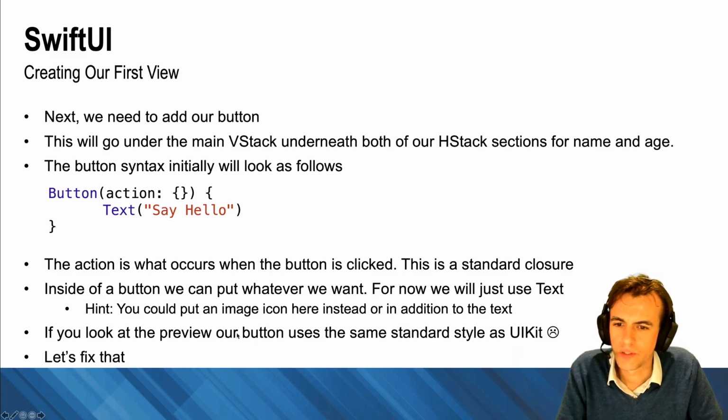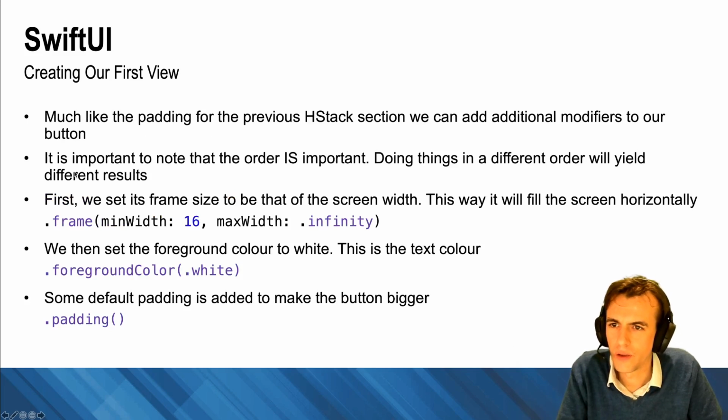Now, this button just looks like the standard UIKit button, so if we want to style it, we can style it, and we can do it through code. So this is a really important point. It's really important to note the order is important. If you do things in different orders, you'll get different results because things are applied in that order.